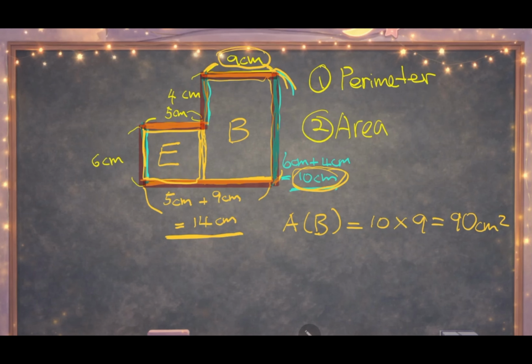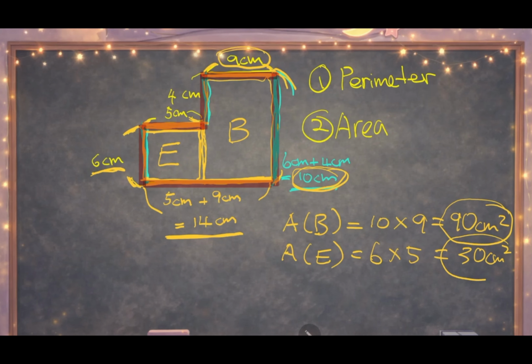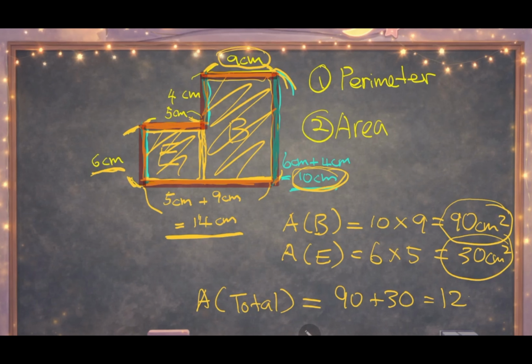And rectangle E, I can work it out by multiplying 6 by 5, which makes it 30 centimeters squared. Now I add the area of these two rectangles together, which equals 120 centimeters squared. So the area of this composite shape is 120 centimeters squared.